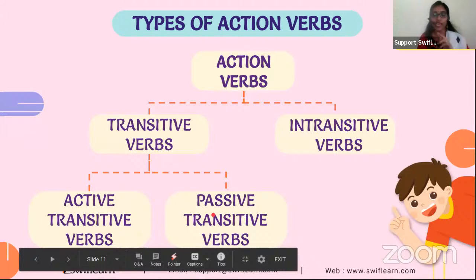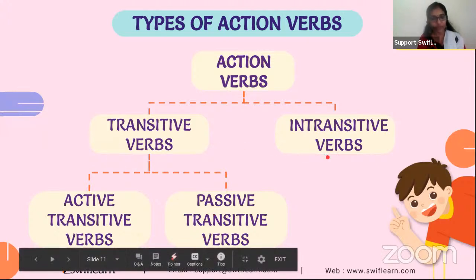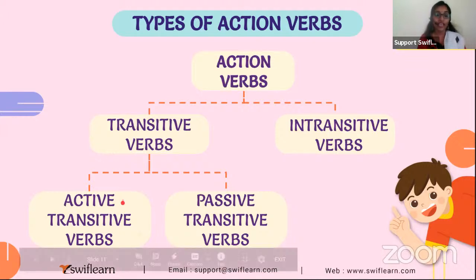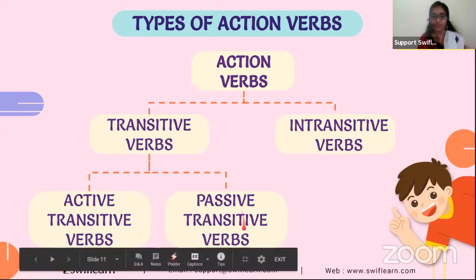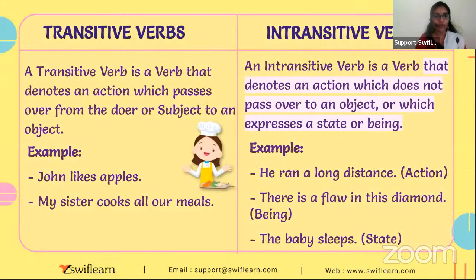Right? So again, I repeat: action verbs are classified into two types: transitive verbs and intransitive verbs. And transitive verbs are again classified into two types: active transitive verbs and passive transitive verbs. Okay, so it's very simple, right? Yes. So let's move on.